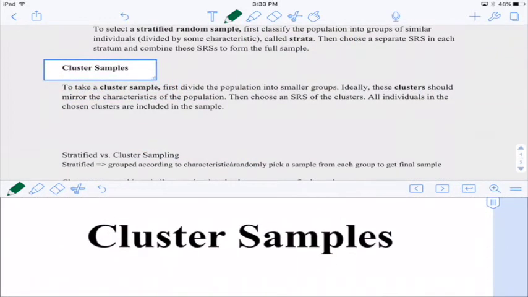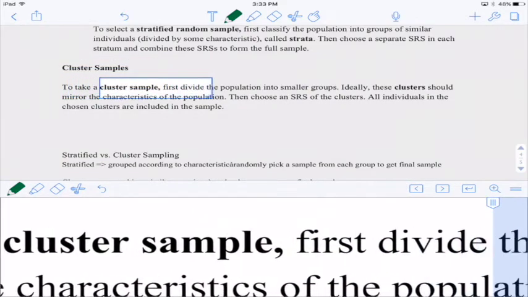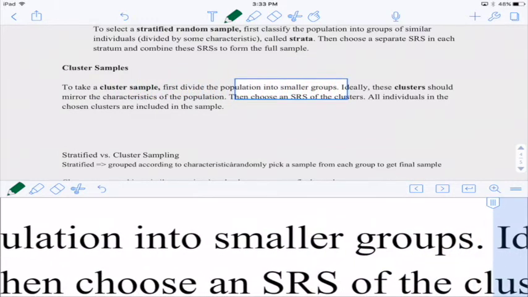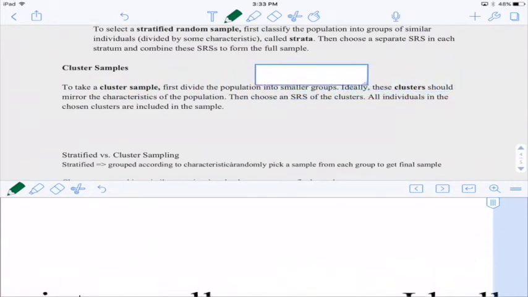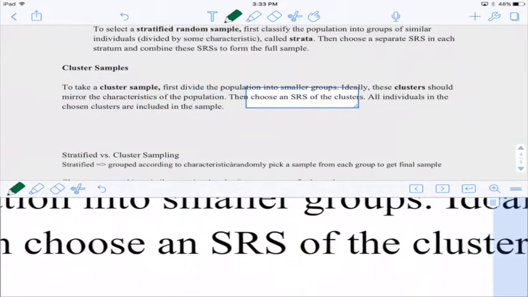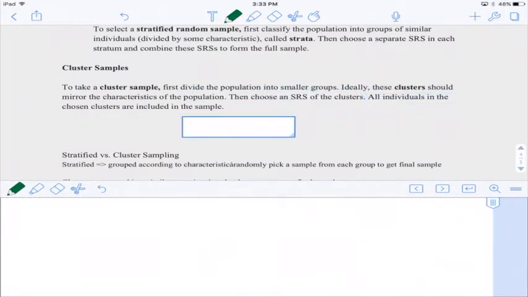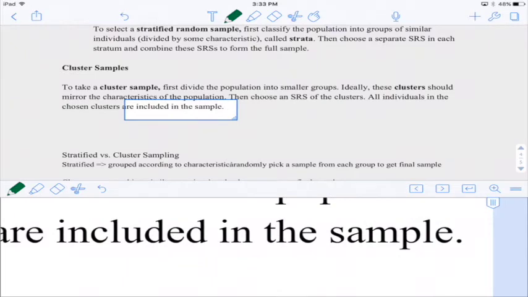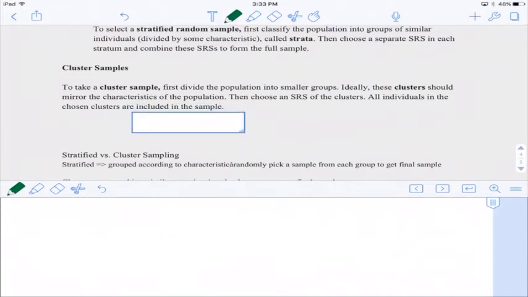A cluster sample is a little different, and these two get mixed up a lot. So to take a cluster sample, first divide the population into smaller groups. Ideally, these clusters should mirror the characteristics of the population. Then choose a simple random sample of the clusters, and all individuals in the chosen clusters are included in the sample. So an example of this, if we're doing our school again, would be if I were to sample a lunch period. If I would randomly choose one of our 3 lunch periods, 4th, 5th, or 6th period, and then we would sample every single student at that lunch period.